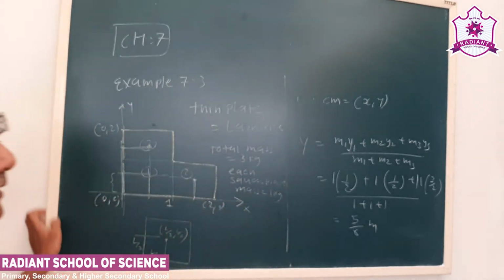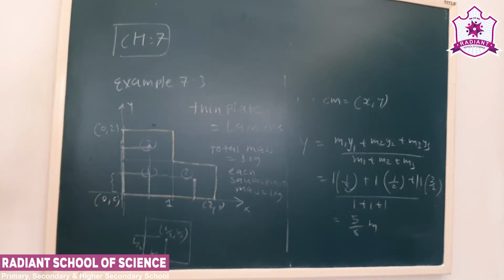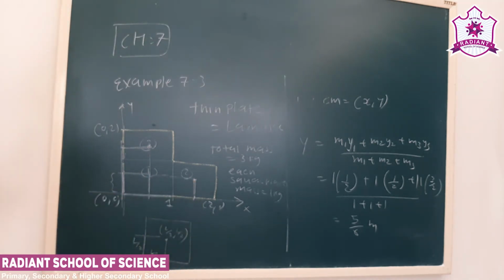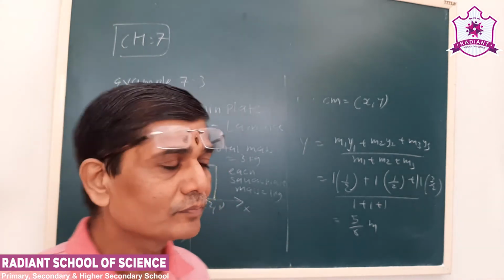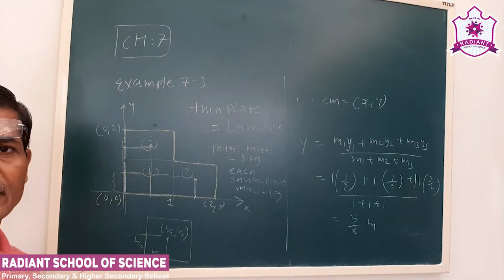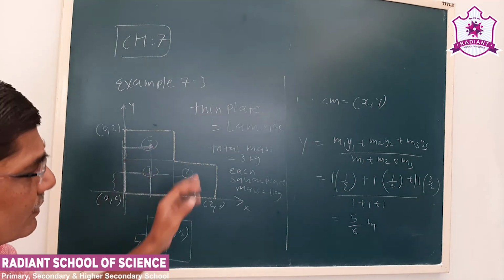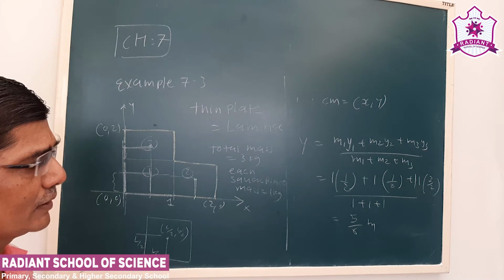Now, this is a symmetric plate of uniform density. So this is how we can obtain the x and y coordinates of the center of mass. This is a lamina, whose thickness is very less compared to the dimension. This is how we can obtain the coordinates of the center of mass.